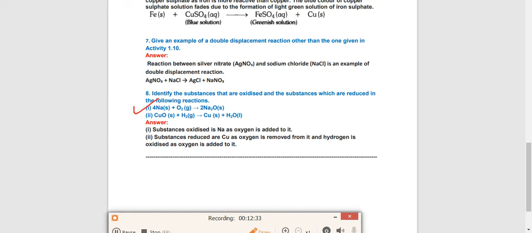In the second reaction, you can see copper oxide is changed into Cu and H2 is changed into H2O. So this is an example where oxidation is going on and reduction is going on. You can write that copper oxide changes into Cu, removal of oxygen takes place, so this is a reduction process. And H2 is combining with oxygen to form H2O. This is an oxidation process because oxygen is added over there.